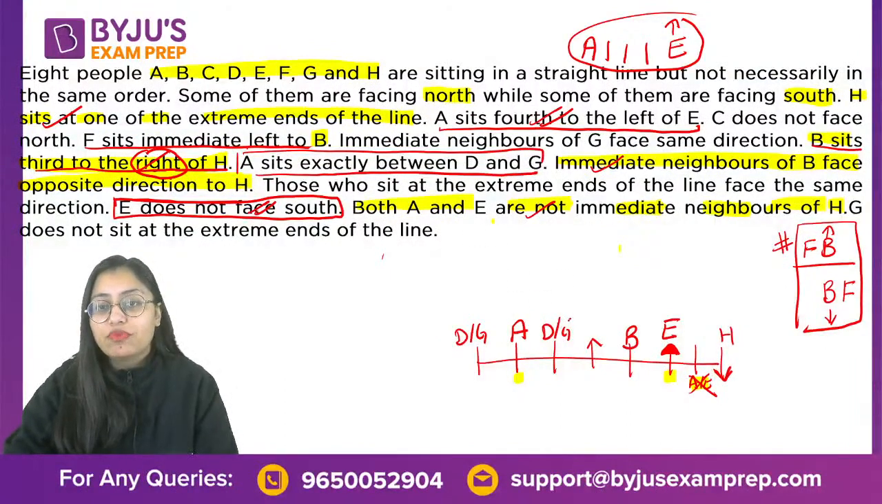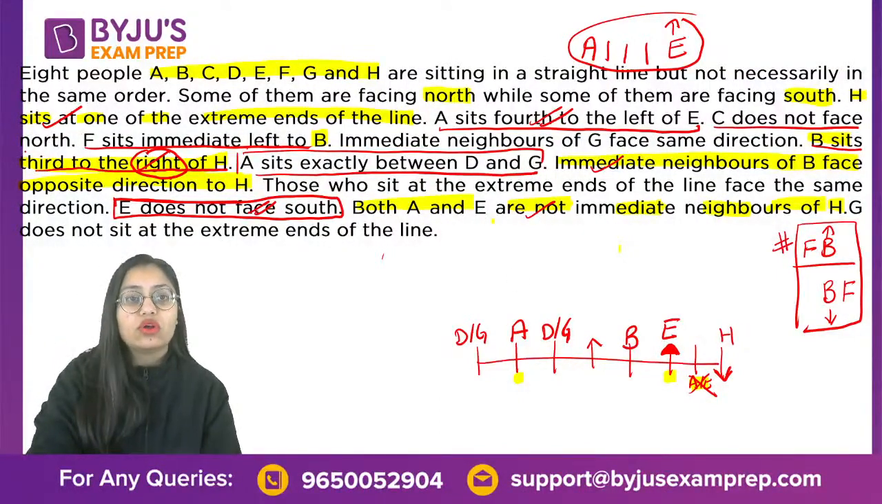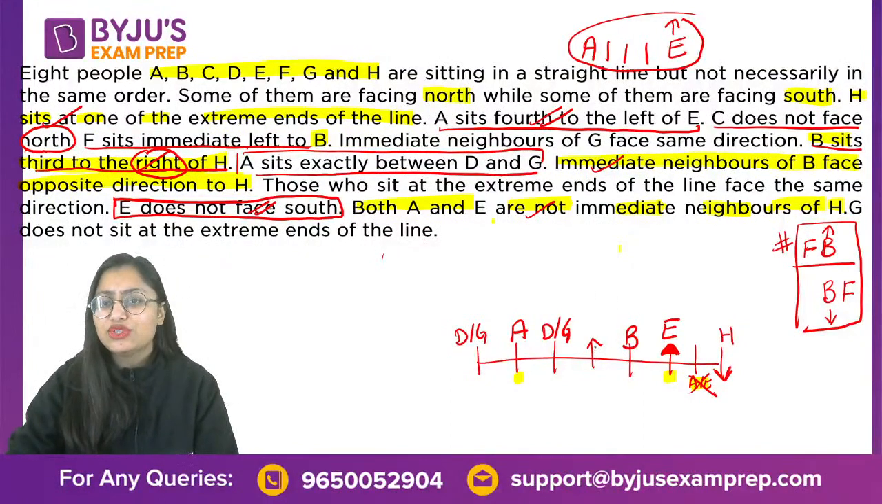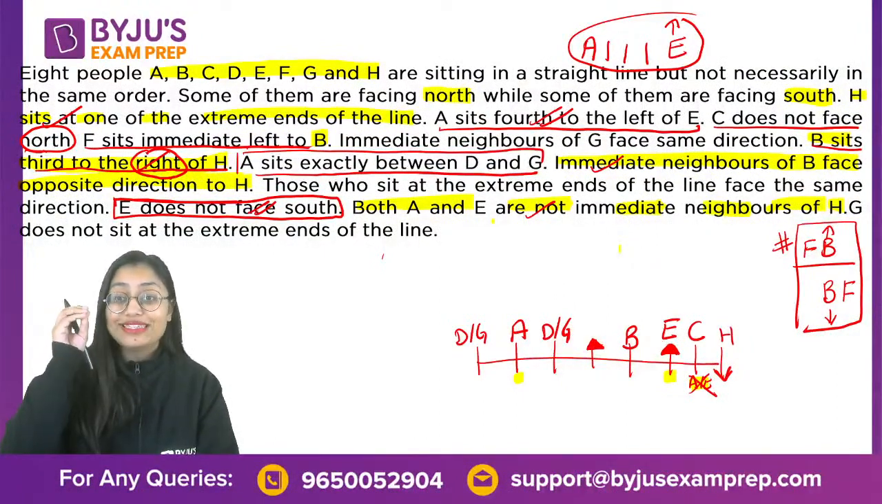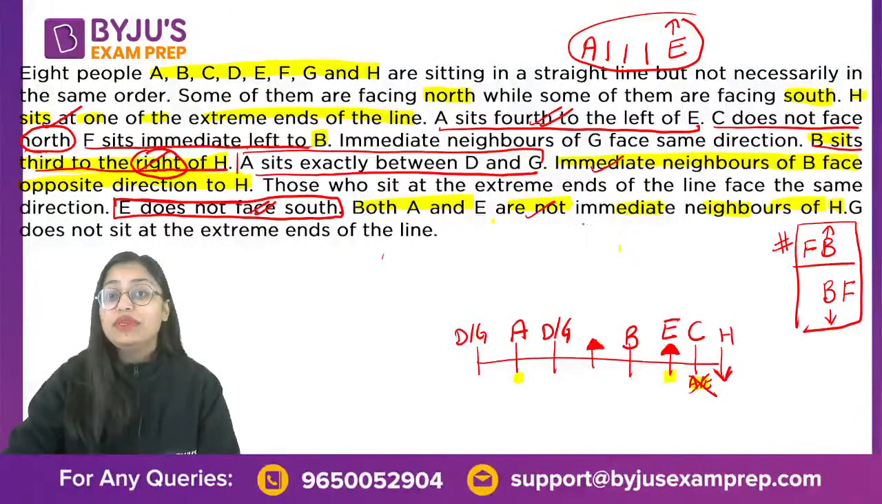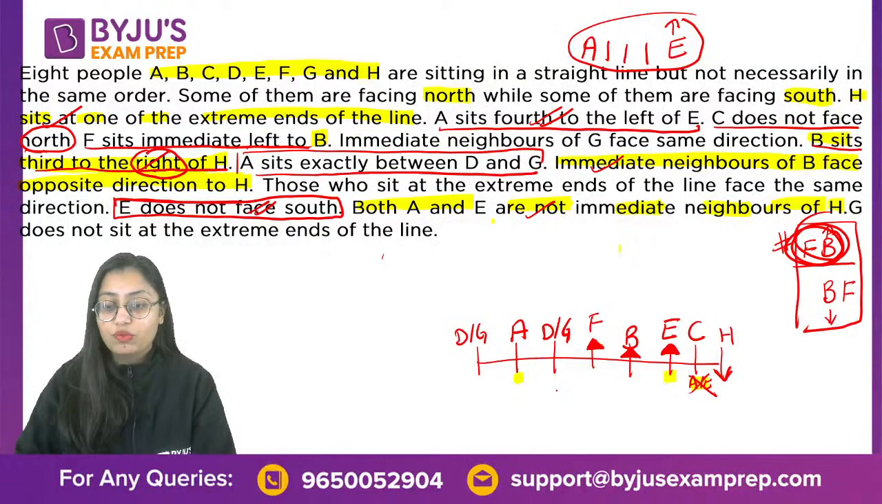Okay. So I have placed this piece of information. I'm left with few persons only. They tell me that C does not face north. If C does not face north, B's immediate neighbor is facing north. This is not a position that C can take. So C should be placed at this position only. Now if I place C at this position, immediate left of B is F, and that is only possible in this case when B is facing towards north. I hope it is clear.